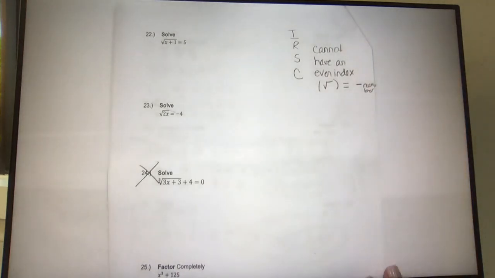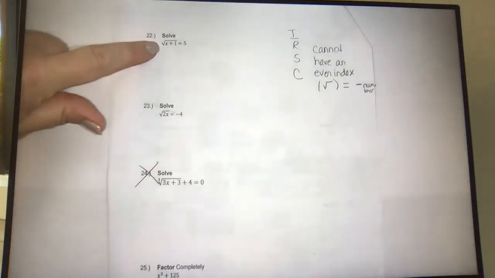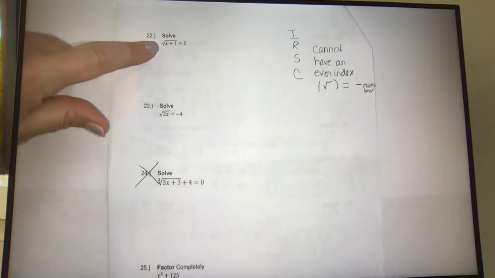Okay? You cannot have an even index equaling a negative number. You just can't. Okay? All right, so here we go. We're going to start with number 22. Number 22, am I isolated? Yeah, the radical's all by his little lonesome.